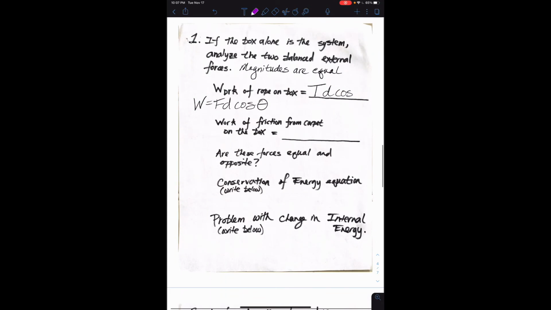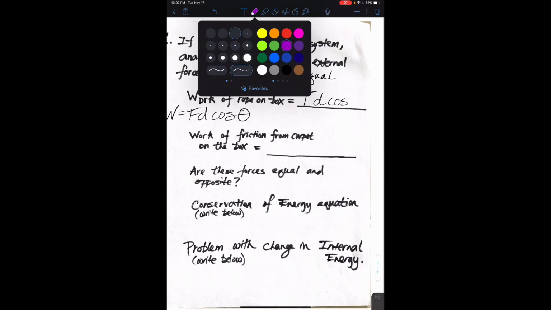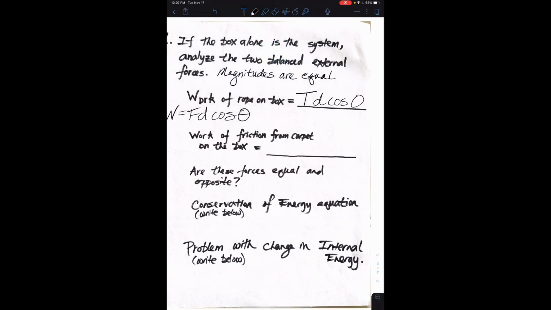All right, so coming down here then, this is going to be cosine of 0, so we get the work of the rope on the box, we get W of the rope is equal to TD, right? Because cosine of 0 is just 1.